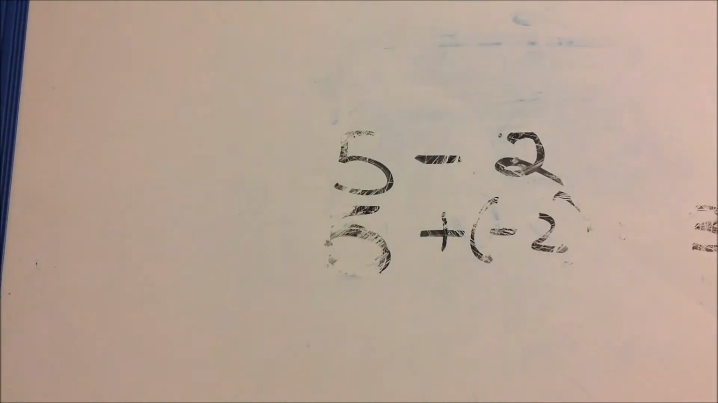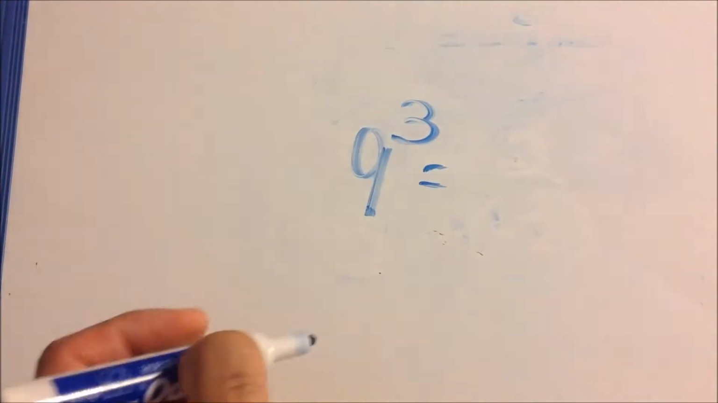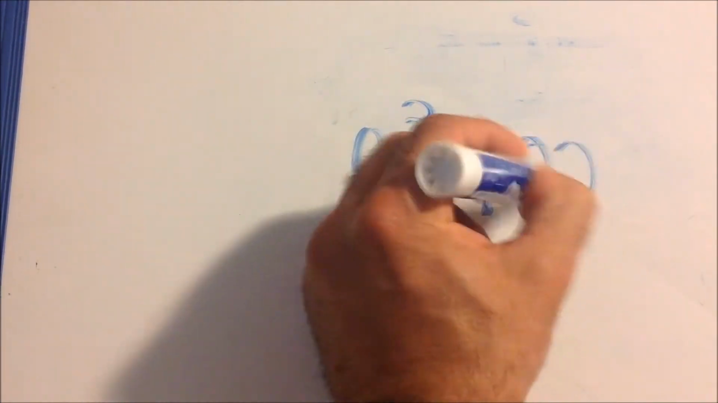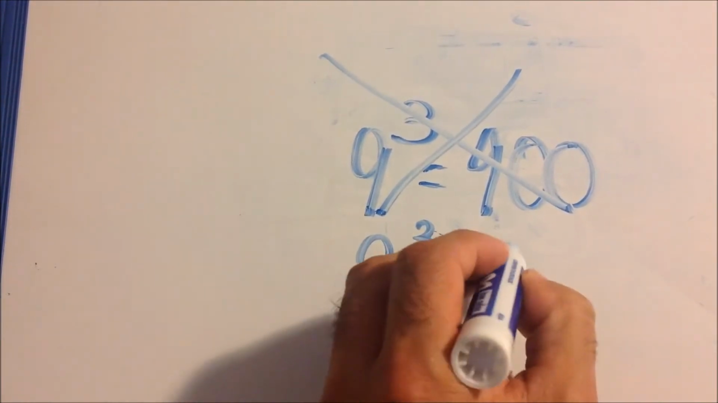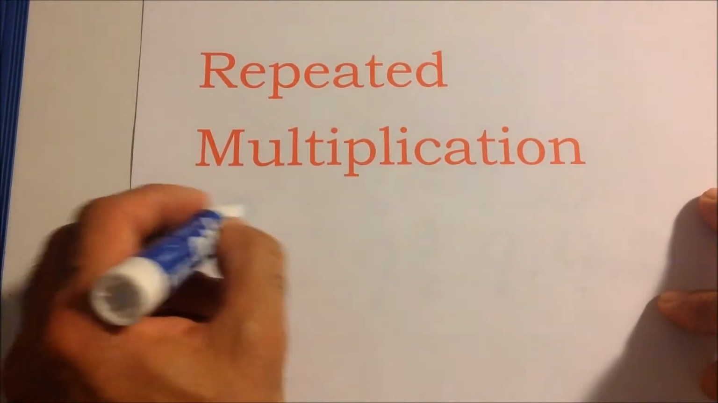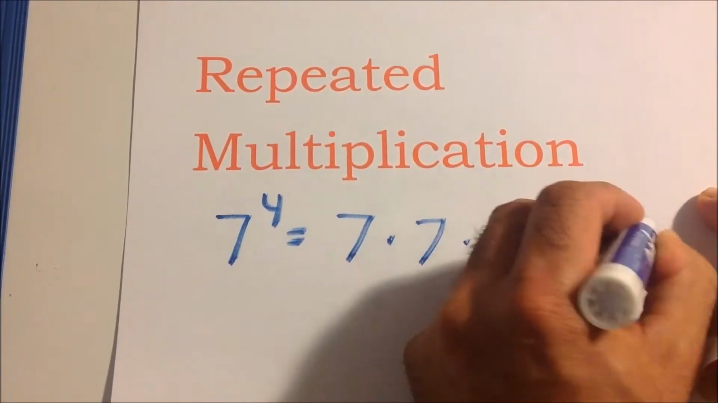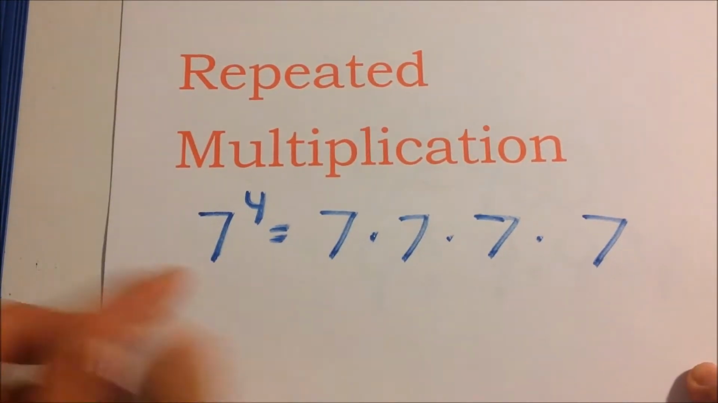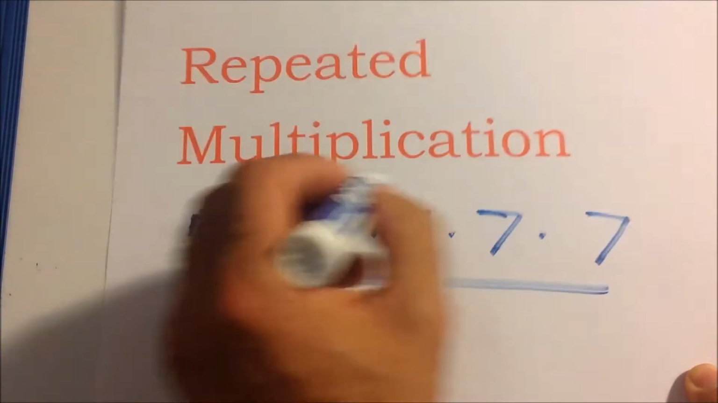Okay, so remember now, we're only using 10. So if I said 9 to the 3rd power, we're not adding 3 zeros to 9. No, that's not the answer. 9 to the 3rd power is 9 times 9 times 9. It's repeated multiplication. So here's a key word, repeated multiplication. So if I did, let's say, 7 to the 4th power, I'm saying 7 times 7 times 7 times 7, 7 four times. This is exponential form, if you remember, and this is repeated multiplication.